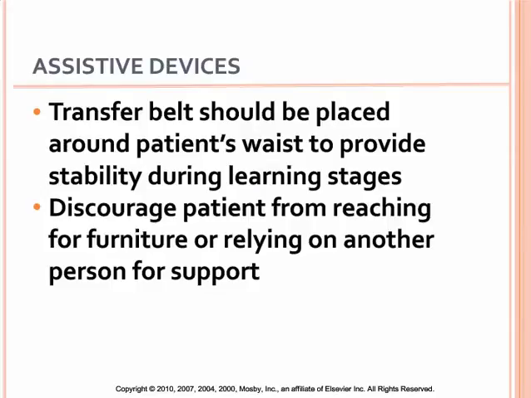A transfer belt should be put around the patient's waist to provide stability during the learning stages and discourage patients from reaching for furniture or relying on another person for support. If there's inadequate upper limb strength or poorly fitted crutches, the patient bears weight at the axilla rather than at the hands, and that endangers the neurovascular bundle that passes across the axilla. So if verbal coaching doesn't correct the problem, instruct the patient in another form of ambulation until their strength is adequate, such as platform crutches or a walker.